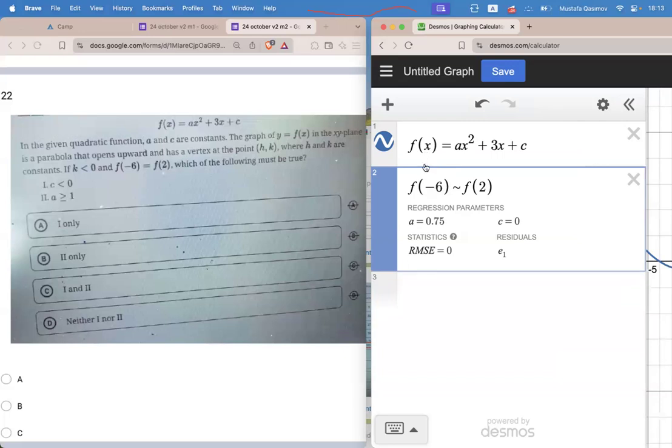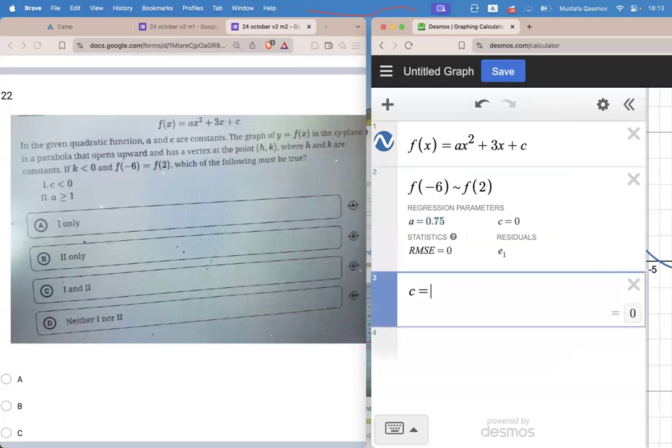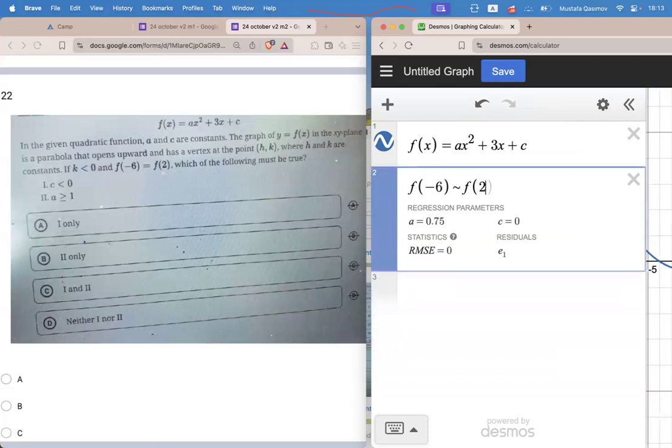If you write -6 instead of x and x2 instead of the other, you can find a is 0.75. This part is always correct. C is not important here. But if you change a, C will change probably. No, it doesn't change, because C will be eliminated.